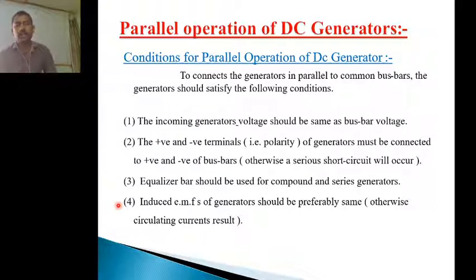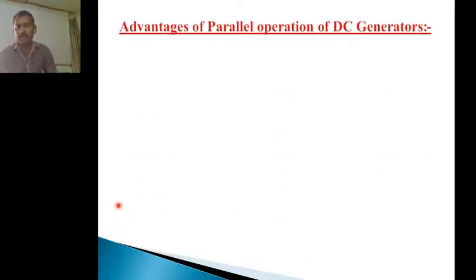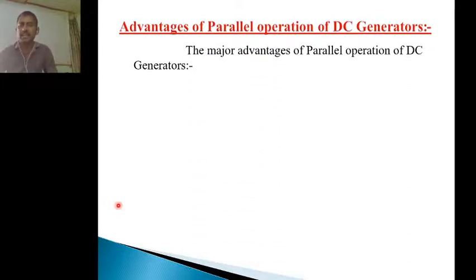So why do we go for the parallel operation of the DC generator? Because it has some advantages. Many advantages are there. Among those, some major advantages of the parallel operation of the DC generators are service continuity. That means if you connect many generators in parallel, and there is any damage to any one generator, then we can provide the service for the customers from the remaining generators. So that's why there will be service continuity.